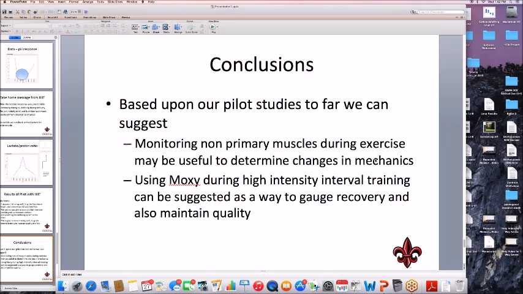So based upon our pilot studies so far, we can suggest monitoring non-primary muscles during exercise may be useful in determining changes in the mechanics, and using Moxy during HIIT training may be a way to gauge recovery and also to help maintain quality of effort.